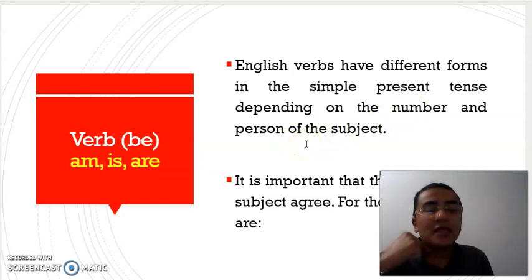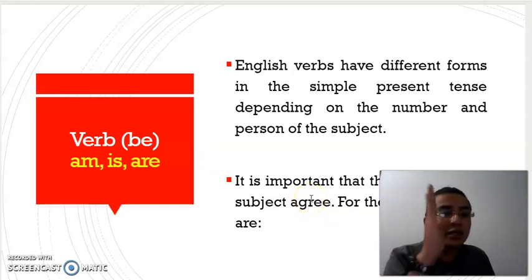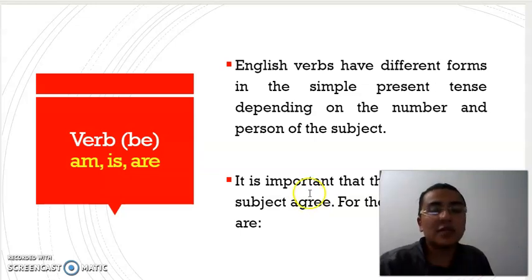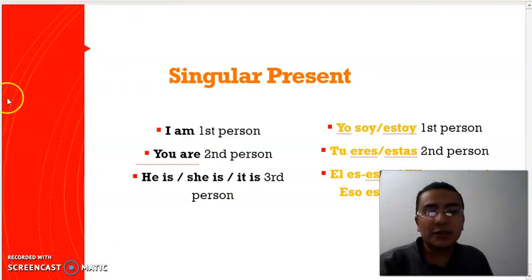What do you mean? Well, I'll explain to you in a moment. It's important that the verb and the subject agree. So at some point, we will need to have a relationship between the subject and the verb. Okay? So let me explain this a little bit more. Here is what I tell you. Now, these are the subjects right here. For the singular, I, you, he, she, and it. And as you can see, right next to it is the verb to be.